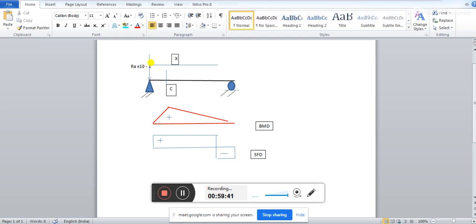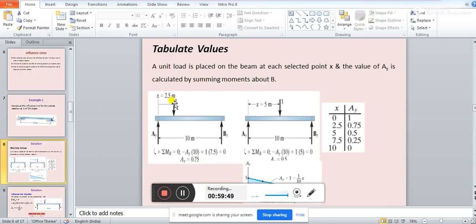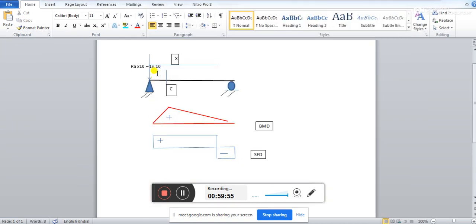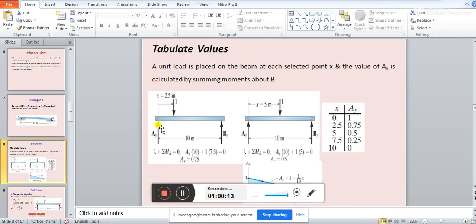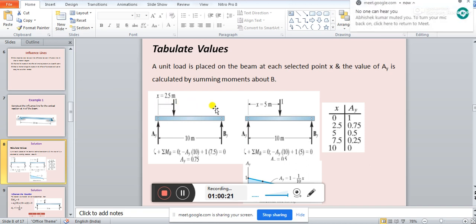1 into 10. First this one load is over here. Let's say you are putting the load over here on the support. So 1 into 10 is equal to 0. How much will it be? RA into 10 is equal to 10, so RA is equal to 1, right? So see, you are putting this unit load at variable positions.